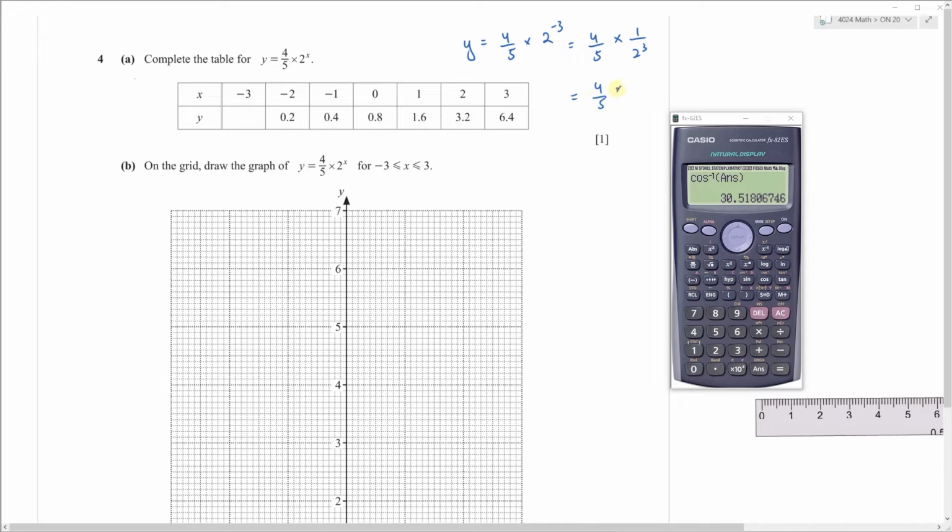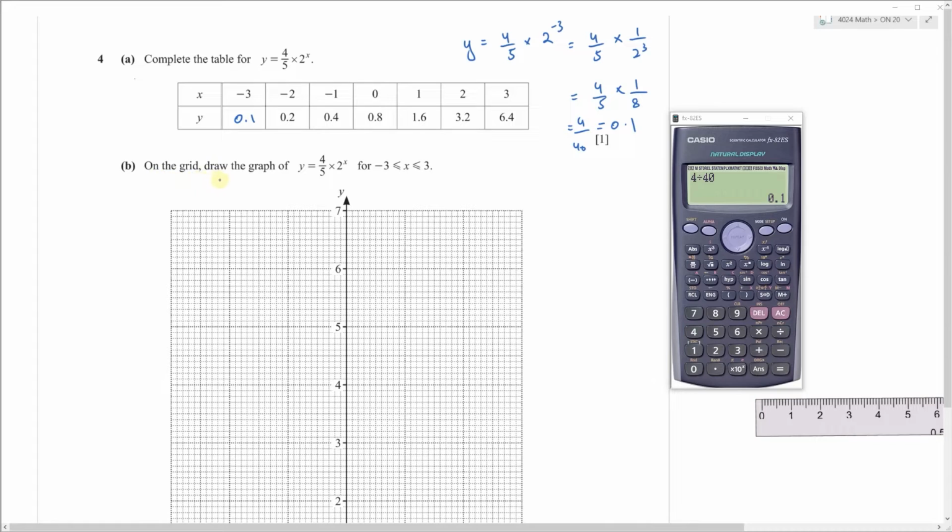So 2 power 3 is 8. So this will become 4 divided by 8 fives are 40. So 4 divided by 40 is 0.1. So your value here will be 0.1.